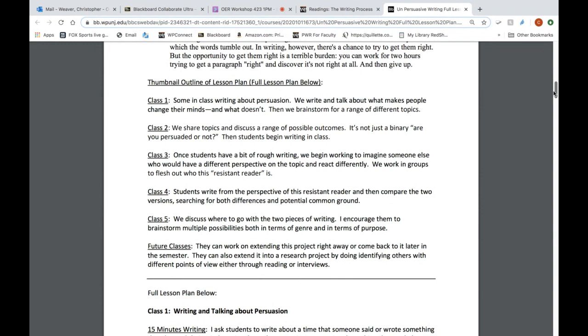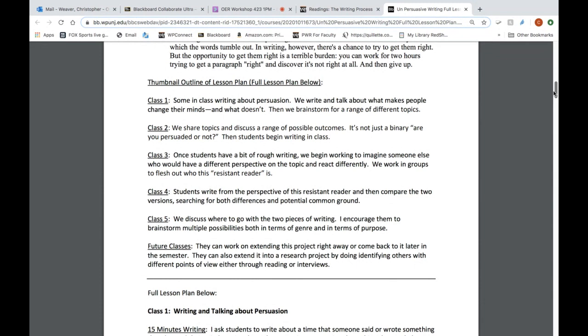And then in the third class, what I really want them to do, now that they've got a little bit of writing, is imagine somebody who sees things differently, what I would call a resistant reader. So I really try to emphasize, students want to say, oh, you want me to write the other reasons now. And I try to emphasize that I'm not really looking for reasons. I'm not really looking for wrong or right at this point. What I'm looking for is, can they imagine somebody who sees it differently?